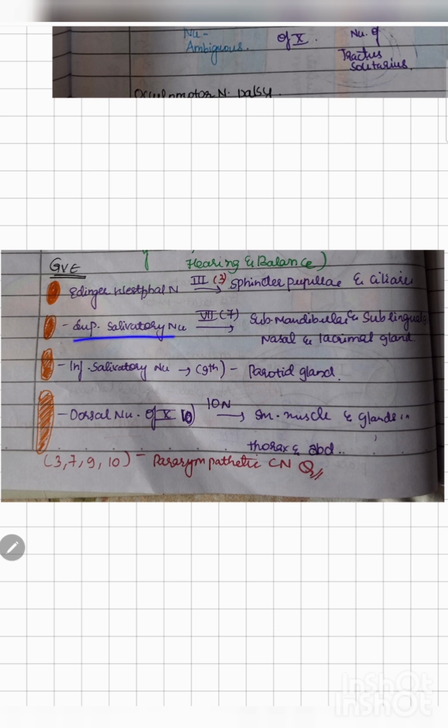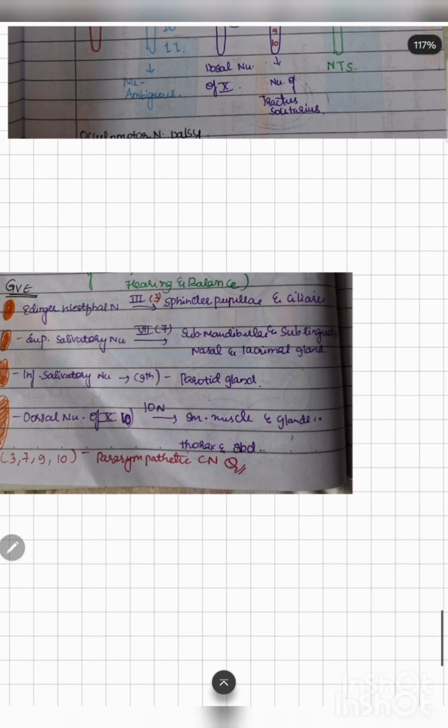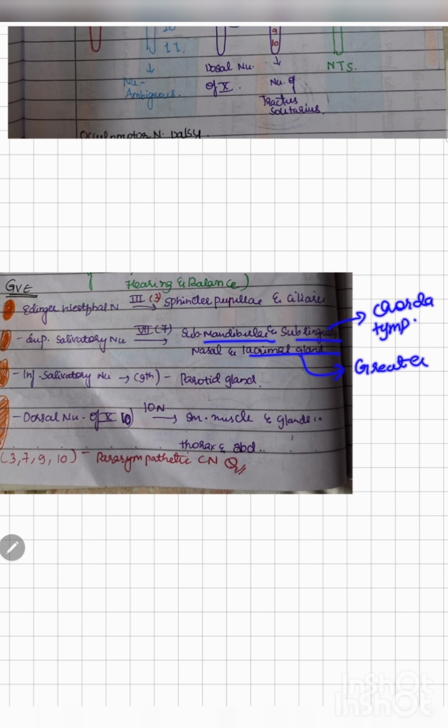So the second one is about the superior salivatory nucleus. It will again carry parasympathetic nerve fibers along cranial nerve 7. Then it will supply the submandibular glands, sublingual glands, and the lacrimal glands. So if you have read in ENT, the lacrimal gland is innervated by the greater petrosal nerve, whereas the submandibular and sublingual glands are innervated by the chorda tympani. They will carry the parasympathetic fibers from the superior salivatory nucleus, right?